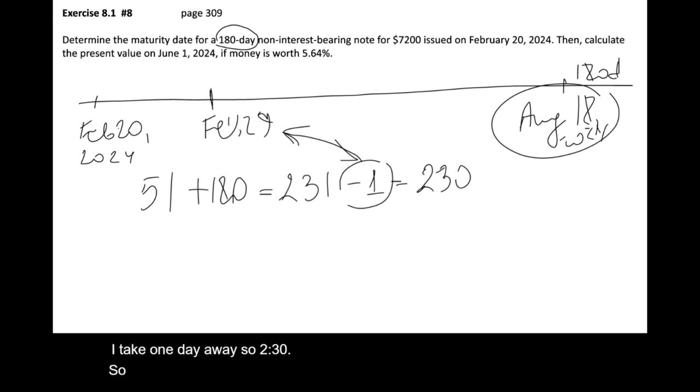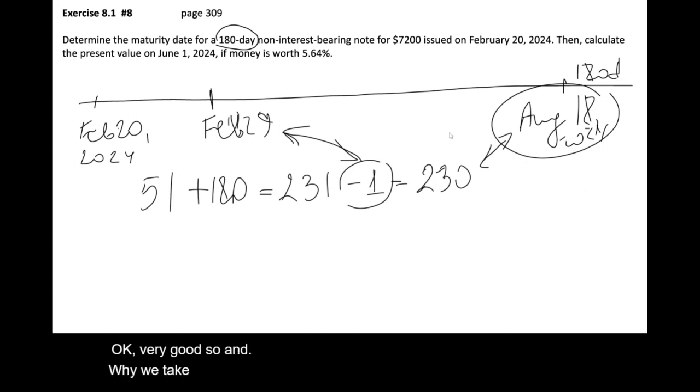So what does 230 represent? All right. Well, then you think logically. This February takes one day out from 180, right? Okay, so therefore we have August 18. Got it, people? Okay, very good.